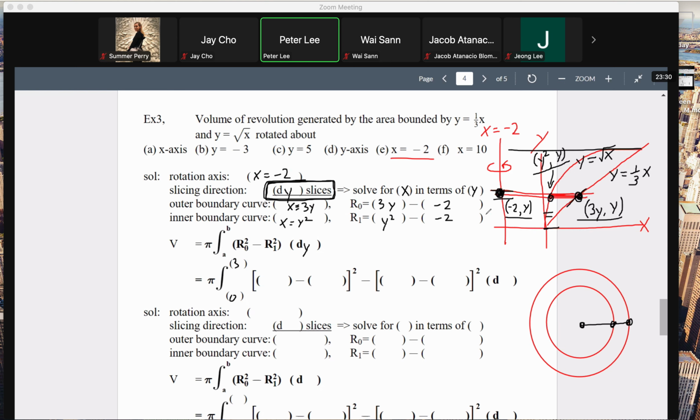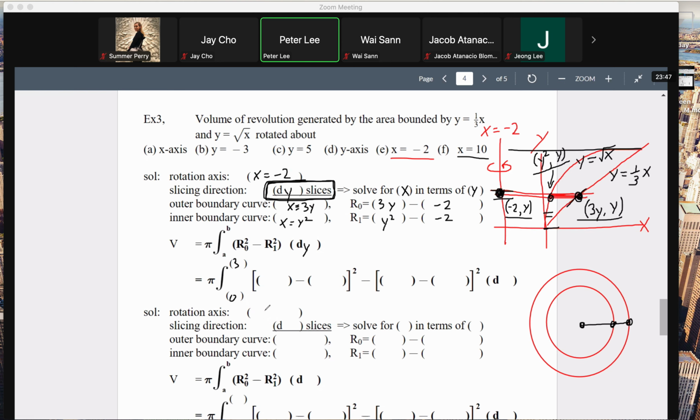Okay, let me just do one more case and wrap up. So let me do this here. Now I'm going to do one more case, part F. Let's do part F. Let me do the bottom here. If you do part F now, what is this?